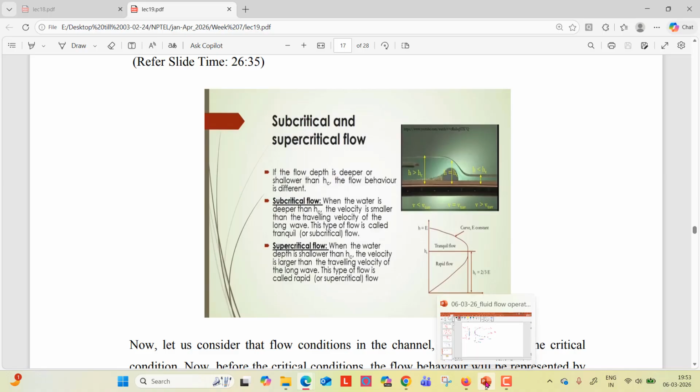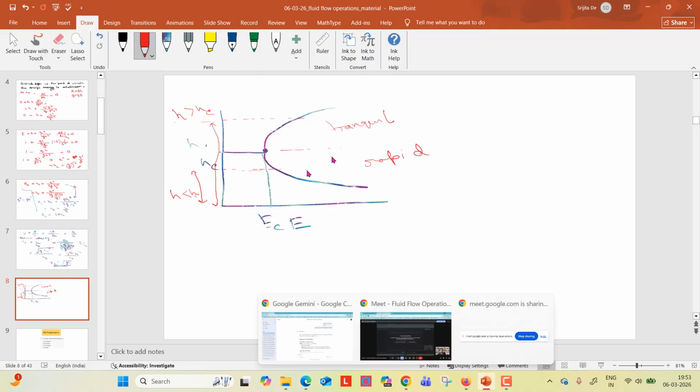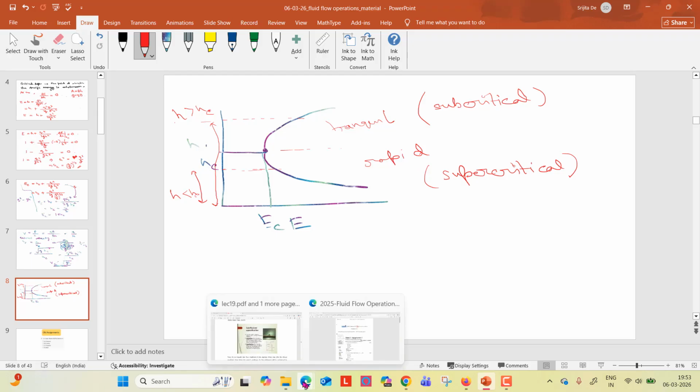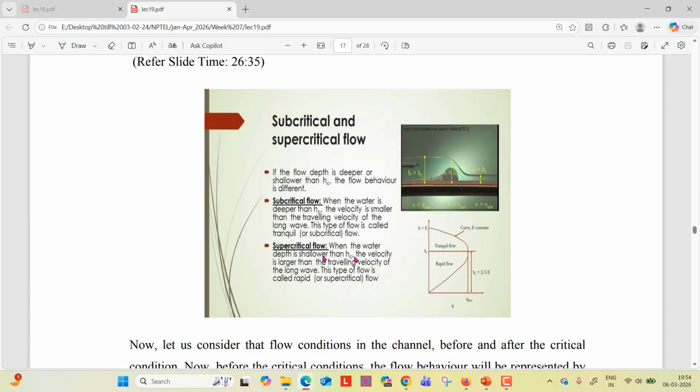This is what I said just now. So this is your tranquil part or subcritical part. And when H, the water depth, is less than the critical depth, that is a rapid part or supercritical part. So now it is written that when the water depth is shallower than HC, the velocity is larger than the traveling velocity of the long wave. This type of flow is called rapid or supercritical flow. I hope you have understood now.